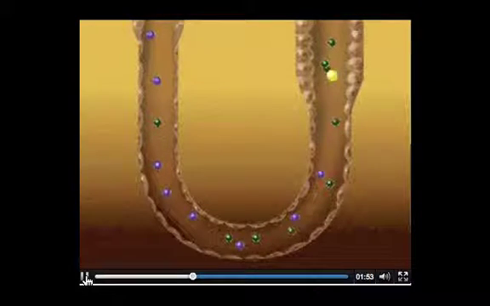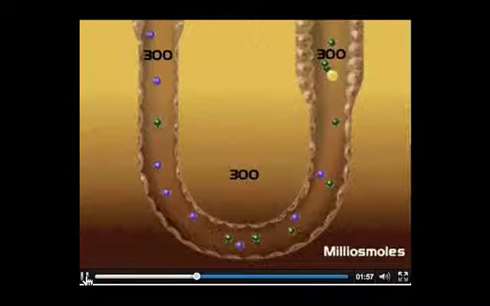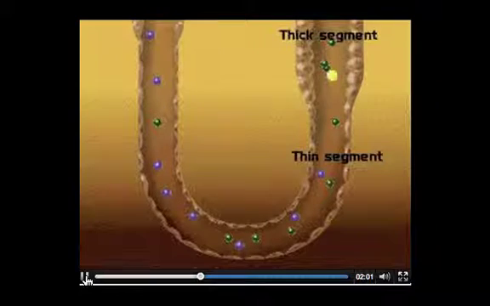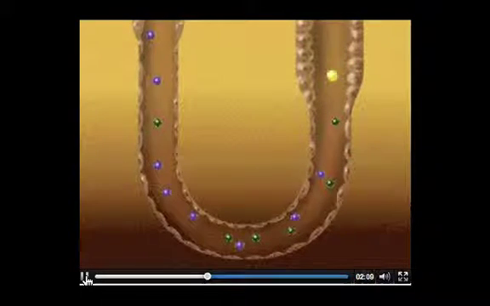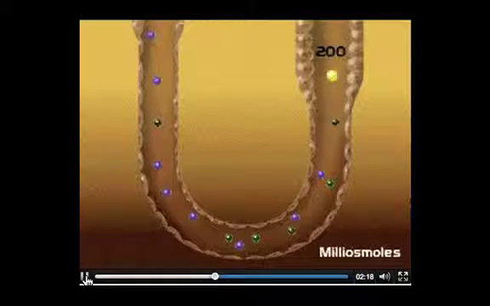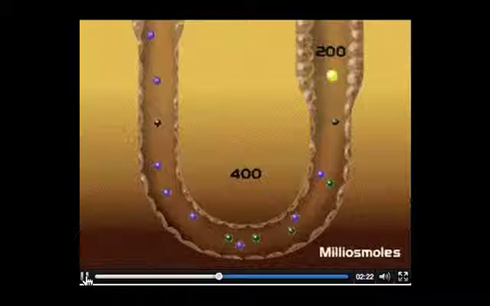At first, the concentration of the glomerular fluid and the surrounding interstitial fluid will be equal at an osmolarity of 300 milliosmoles. Within the walls of the thick segment of the ascending limb, special pumps extract salt, sodium chloride, from the fluid and transport it to the interstitium. The two areas no longer have an equal osmotic pressure, and a gradient has been established. Within the thick segment, the concentration is at 200 milliosmoles, whereas in the medullary tissue, the concentration is at 400 milliosmoles.